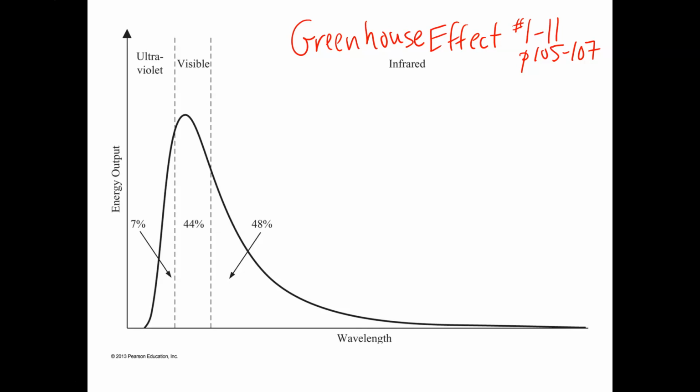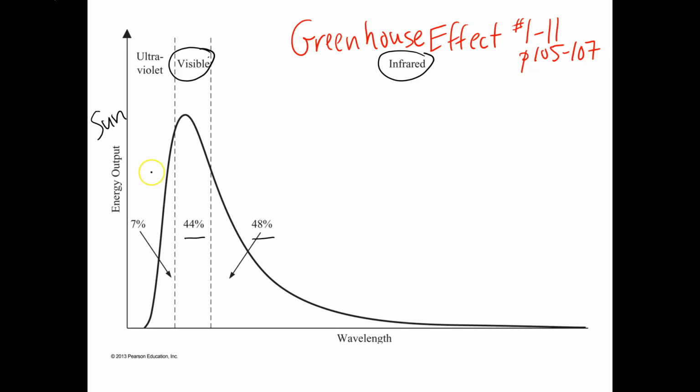Okay, so when we're looking at numbers 1 through 11, we start out looking at this graph. And what I want you to notice here is that most of the light is put out at two wavelengths, visible and infrared. So this is energy output from the sun. Visible and infrared, 44% plus 48%. That is most of the light. So the majority of the energy comes from those two.